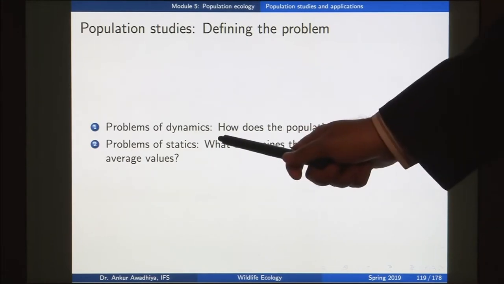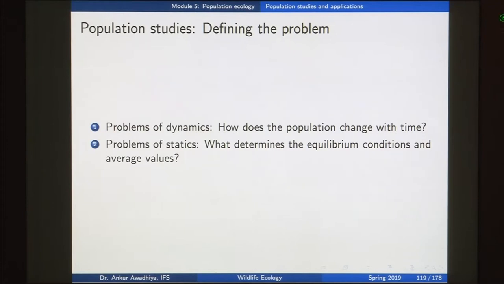One is known as the problems of dynamics. Now, problems of dynamics ask the question, how is a population changing with time? So, for instance, if we have a population of whales in an ocean, and these whales are reproducing, but at the same time there are poachers who are killing these whales for meat, and probably the population is reducing with time. So, if you are looking at anything that is changing with time, such as the population size in the case of these whales, which is reducing with time, we will call it a population of dynamics, because it is dynamically changing, it is changing with time.